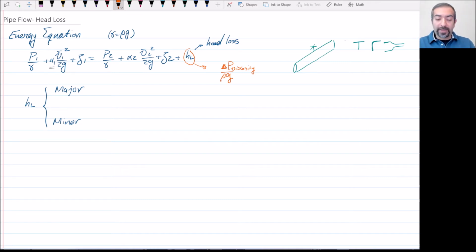Remember, this is different than the pressure due to the height change. The pressure needed to pump fluid to a certain height exists no matter if you have viscosity or not. That's a different story. That's a potential flow. But this delta P inside the head loss is the pressure drop due to viscosity. This pressure drop goes to 0 if there's no viscosity.